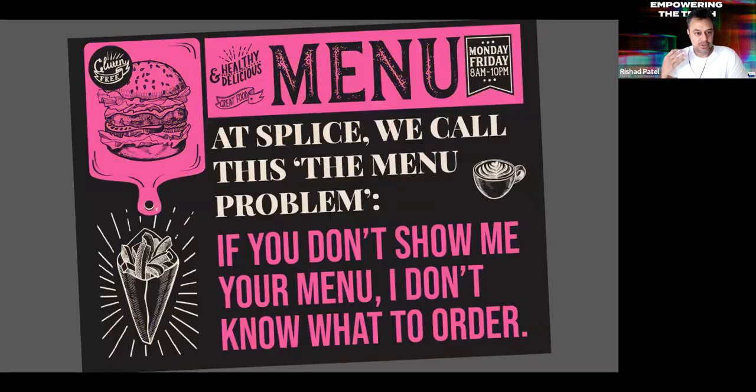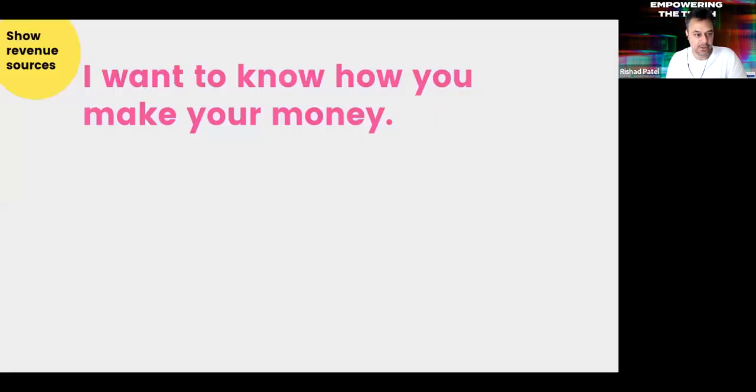If you don't put it on a menu, I don't know what to order. Then the other thing, I want to know how you make your money. This is a big deal. There's too much opacity, right?